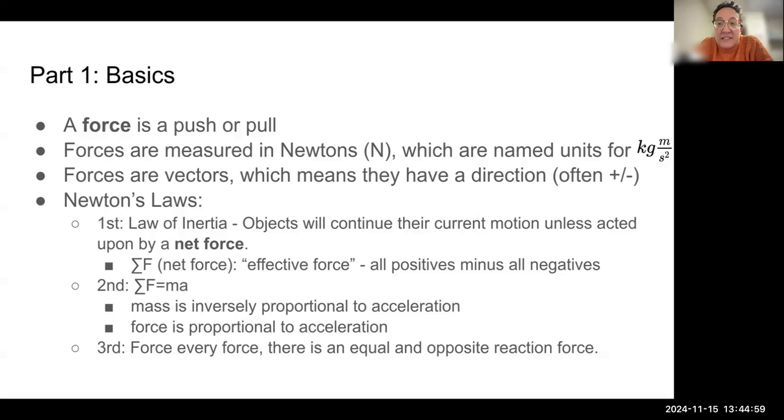Newton's second law tells us that net force equals ma. In other words, mass is inversely proportional to acceleration and force is directly proportional to acceleration. Things that are light are easy to accelerate. Things that are heavy are hard to accelerate. Big forces create big accelerations. Small forces create small accelerations. And finally, we know that for every force, there is an equal and opposite reaction force.